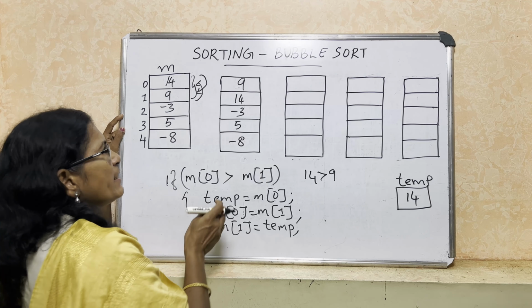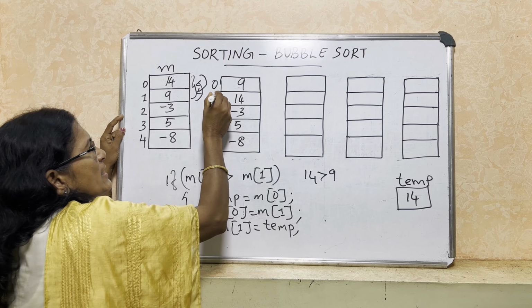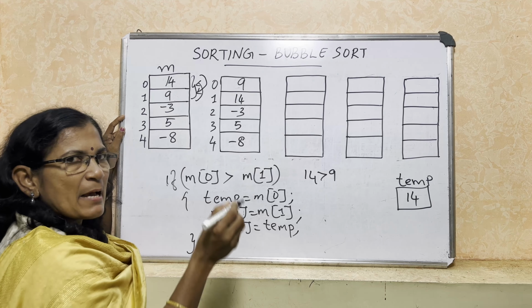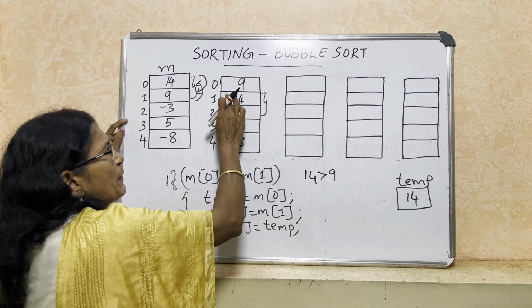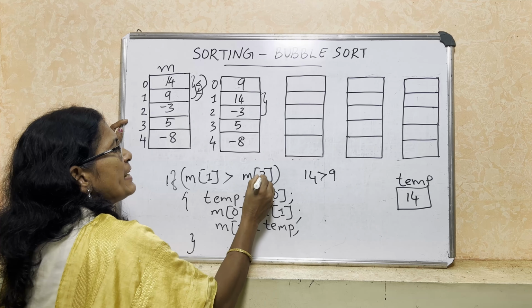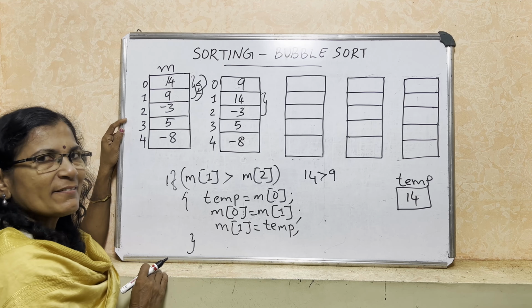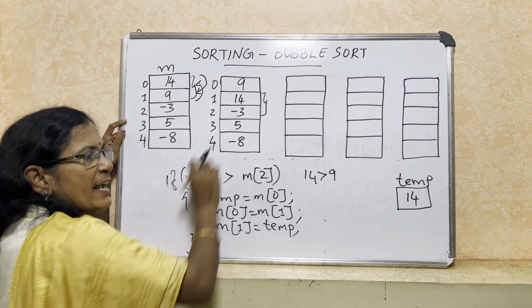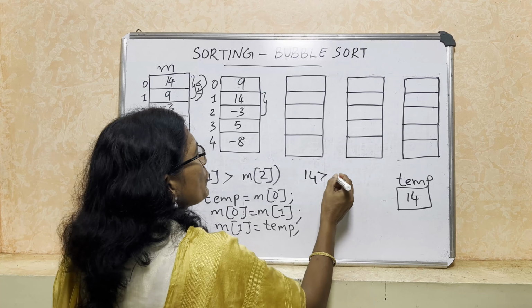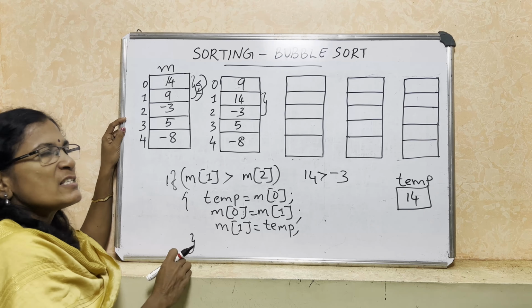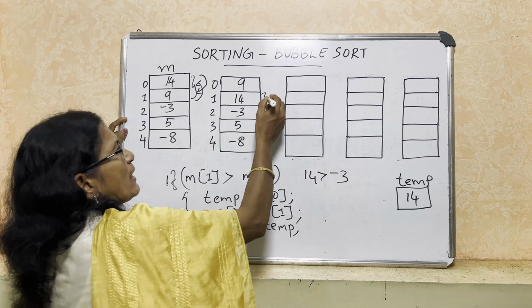Now you have to take the next two consecutive elements. Let us compare the element at index number 1 and 2. If m of 1 is greater than the value of m of 2, interchange it. Now look at the values. M of 1 is 14. 14 is greater than the value at m of 2, which is minus 3. 14 is greater than minus 3. So we have to interchange these two values.